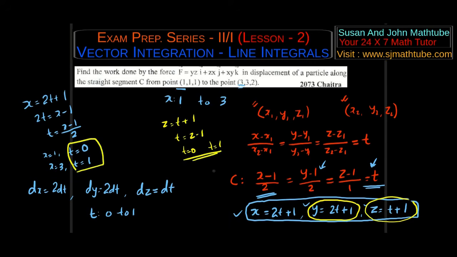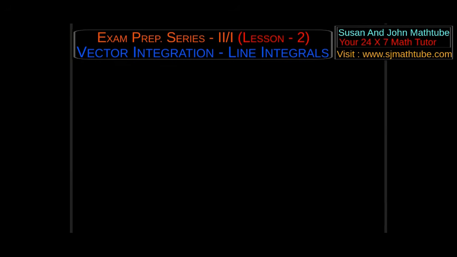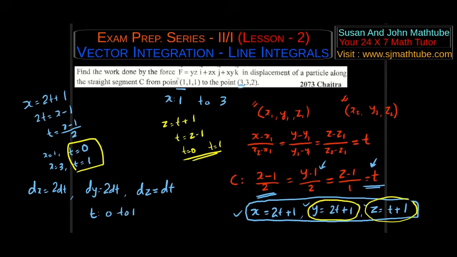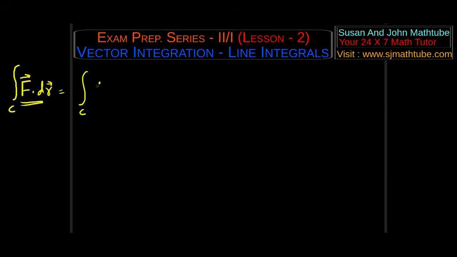Okay, now let's start with our integration. So we have to find the work done, and work done is nothing but the integral over c of F dot dr, and that will be the integral over c. Now I'm going to write F dot dr directly, but in your exam it's better to show the steps. So that's going to be yz dx plus zx dy plus xy dz.